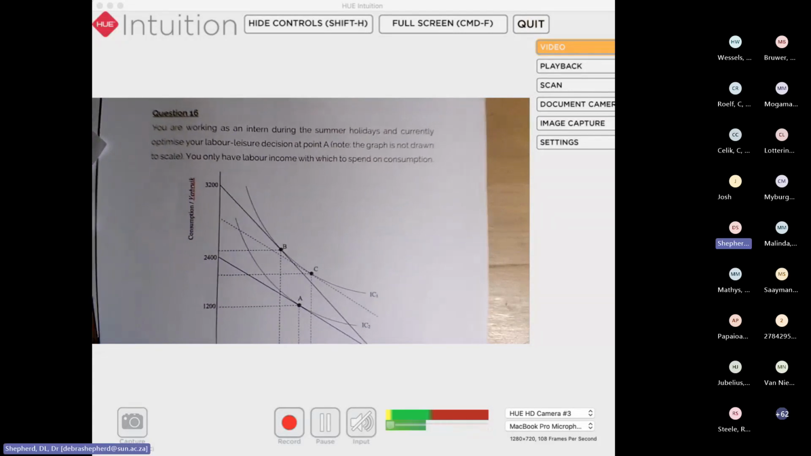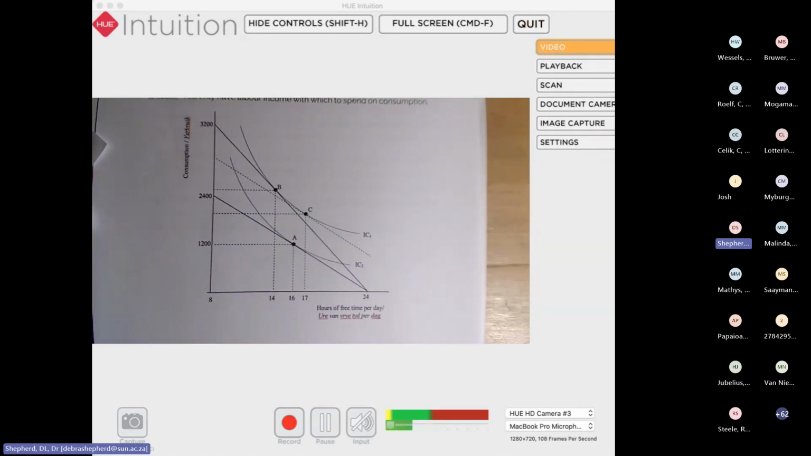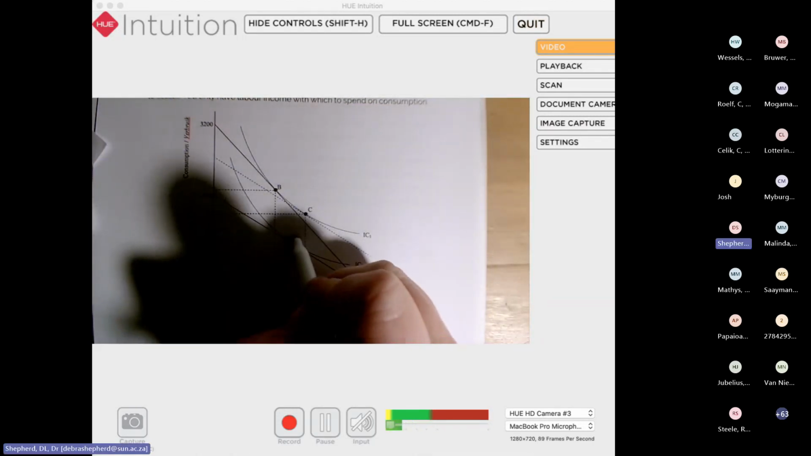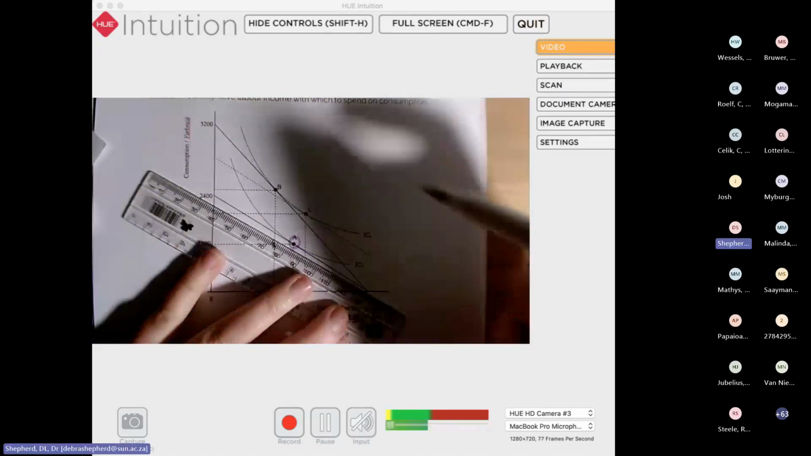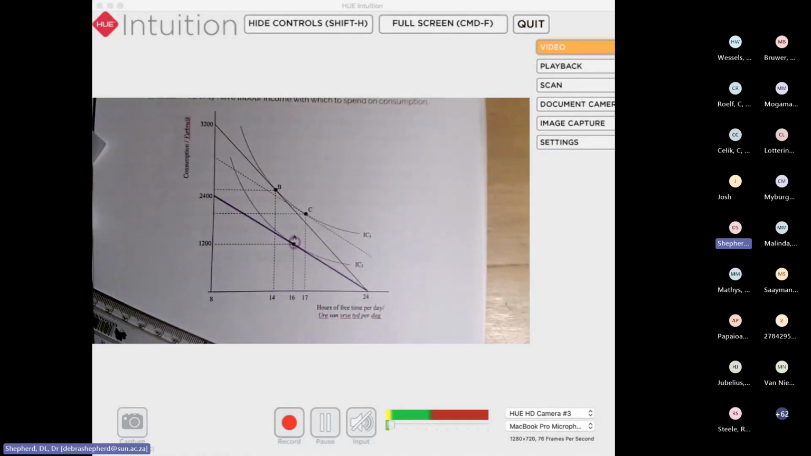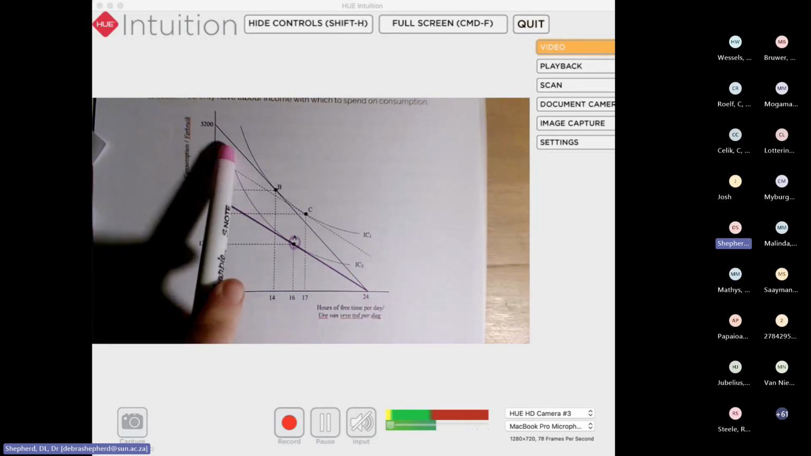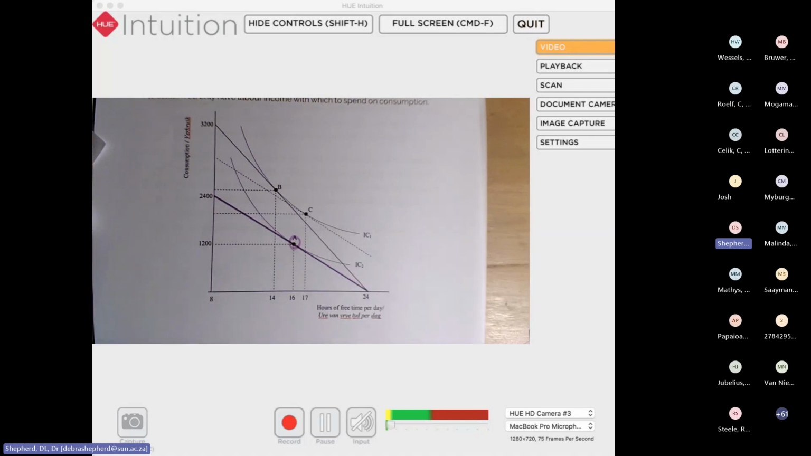So you are working as an intern during the summer holidays and currently optimize your labor-leisure decision at point A. You only have labor income with which to spend on consumption. So here's the picture. We're currently at A, which means this person is on this budget line, and they are attaining this level of utility.